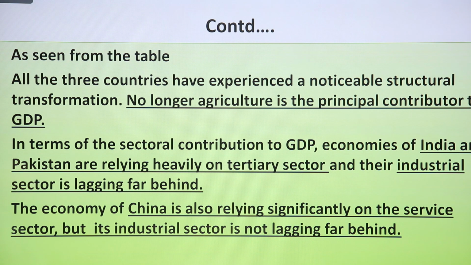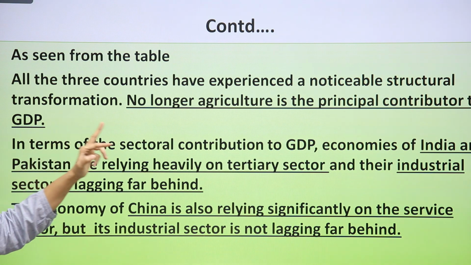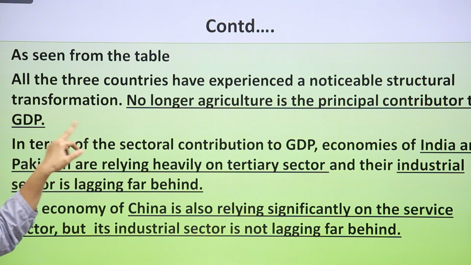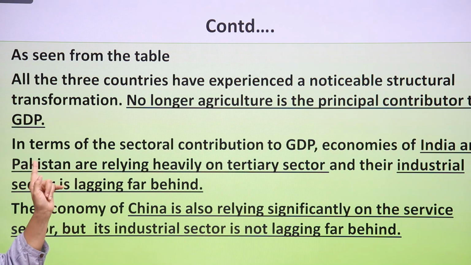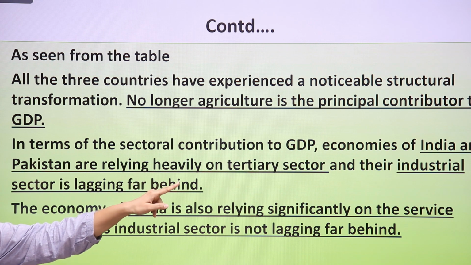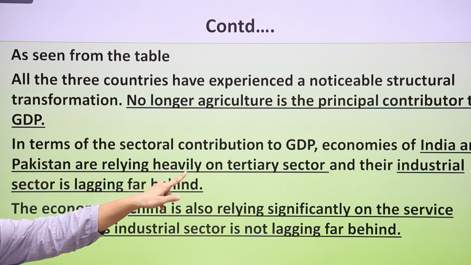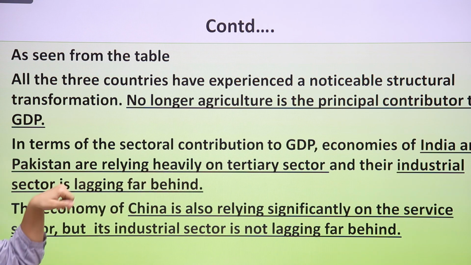As seen from the table, all the three countries have experienced a noticeable structural transformation. No longer is agriculture the principal contributor. What is the way to explain this table? That agriculture is not the mainstay in all these three nations, and they developed their agriculture, and industries are also developed in these nations. In terms of the sectoral contribution, the GDP of the economies of India and Pakistan relies heavily on the tertiary sector, and their industrial sector is lagging far behind.